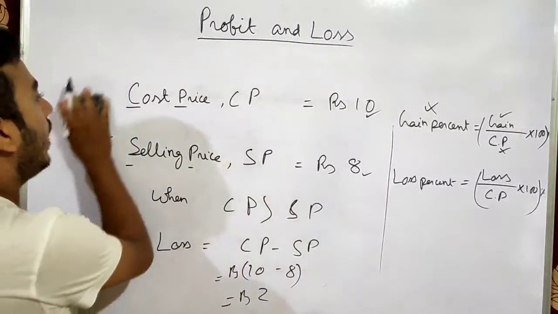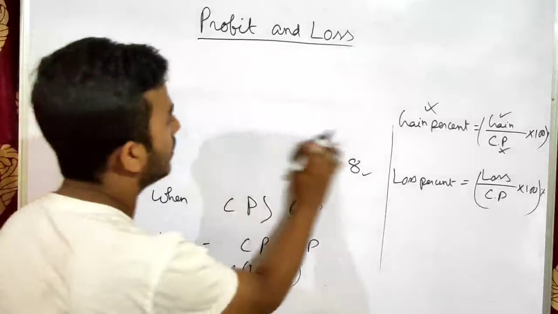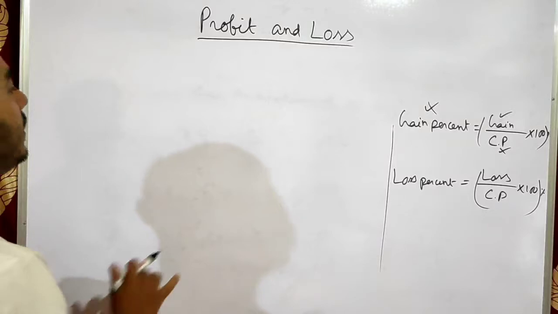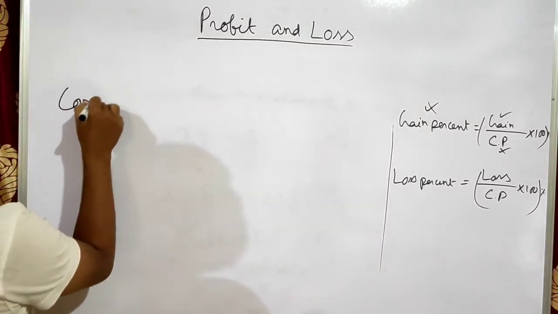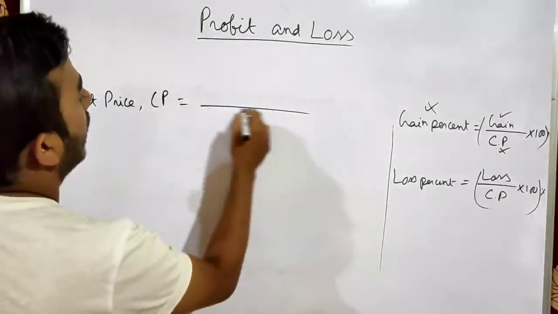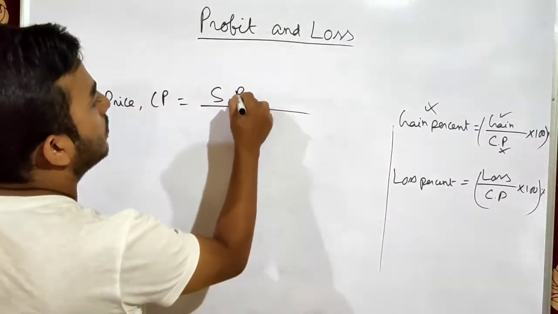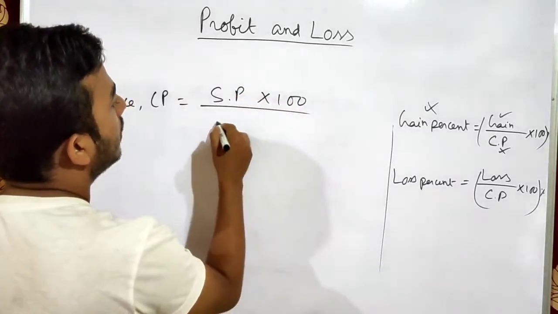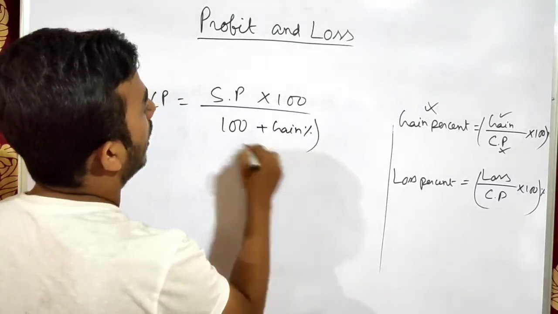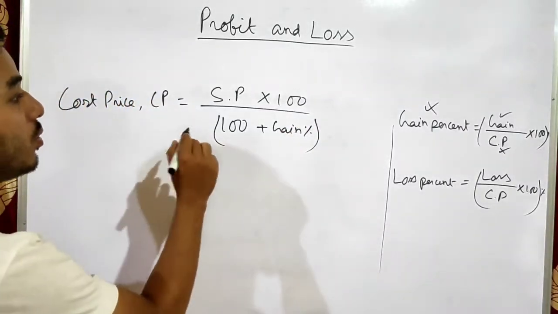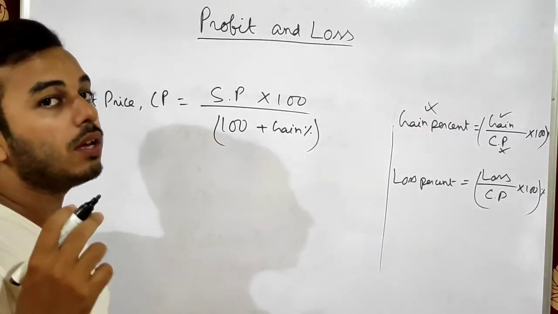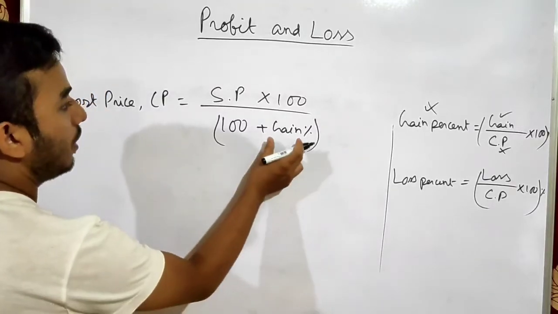Look, there is another relation between CP and SP. Cost price, that is CP, equals SP into 100 divided by 100 plus gain percent. Okay, 100 plus gain percent. This is when the transaction is a gain. When we have made a gain in the transaction, we will use that formula to find CP.